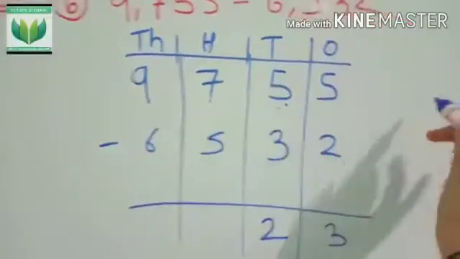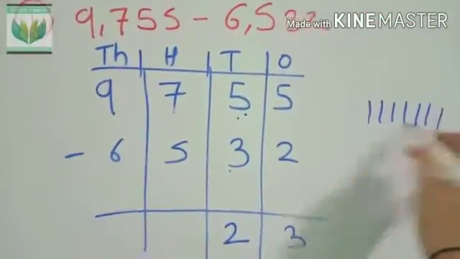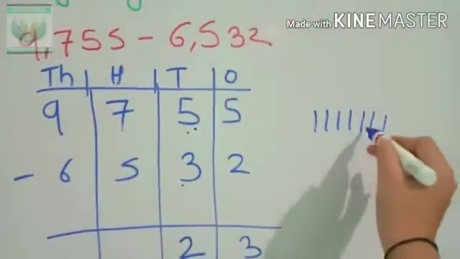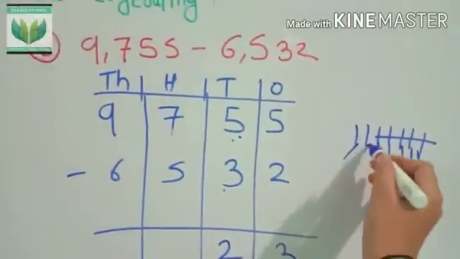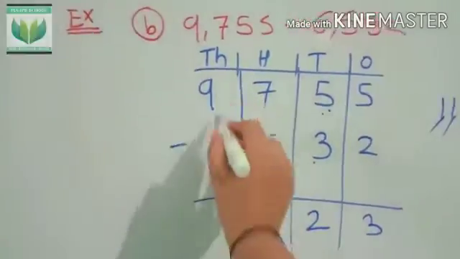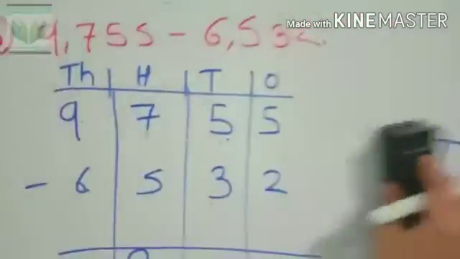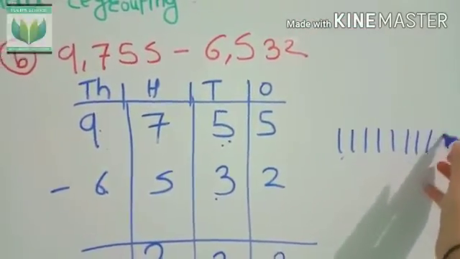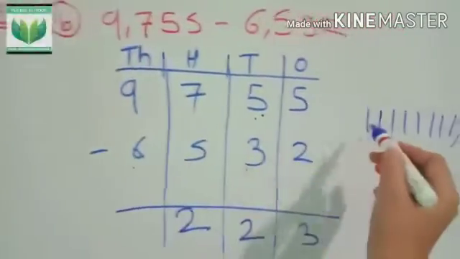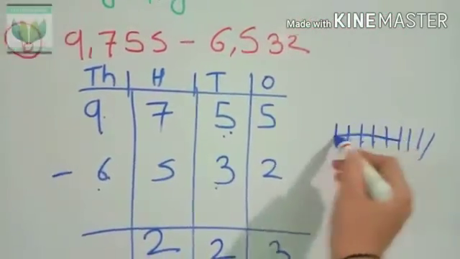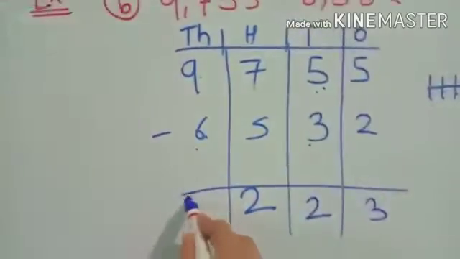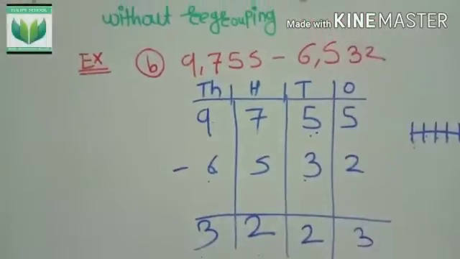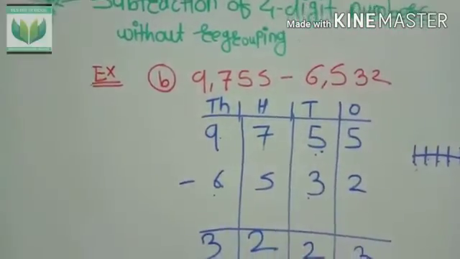In the hundreds place, 7: 1, 2, 3, 4, 5, 6, 7. How many do we have to cut? 5. 1, 2, 3, 4, 5. Remains 1, 2. Now 9 minus 6 in the thousands place: 1, 2, 3, 4, 5, 6, 7, 8, 9. How many do we have to cut? 6. 1, 2, 3, 4, 5, 6. Remains 1, 2, 3. What is the answer? 3,223. Okay. This is without regrouping.